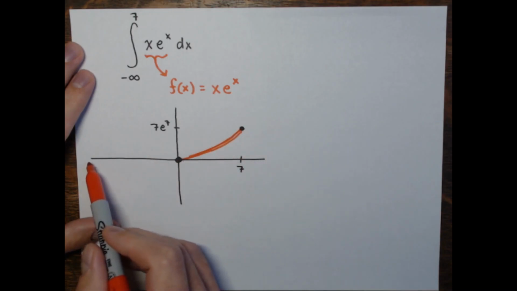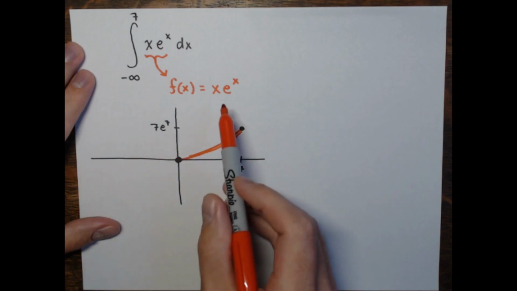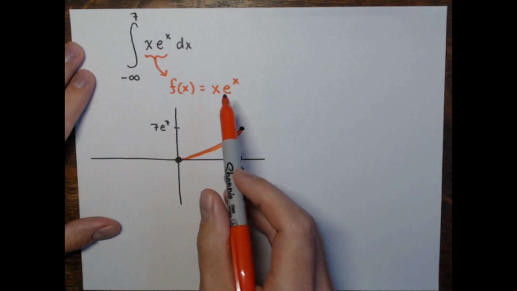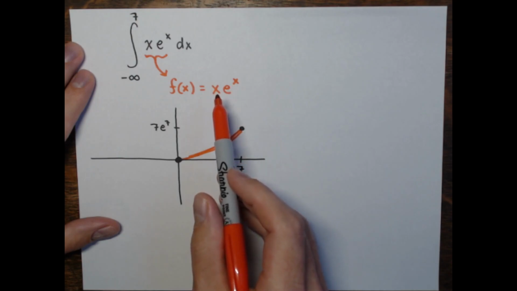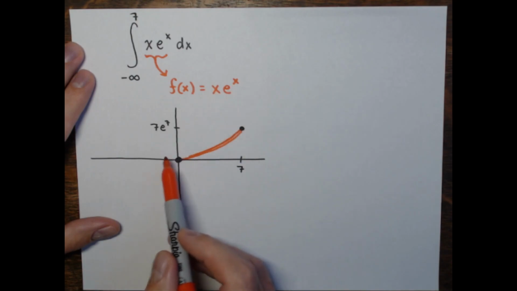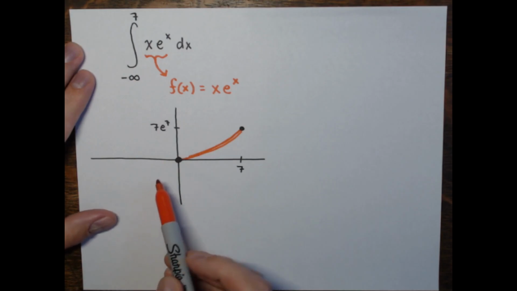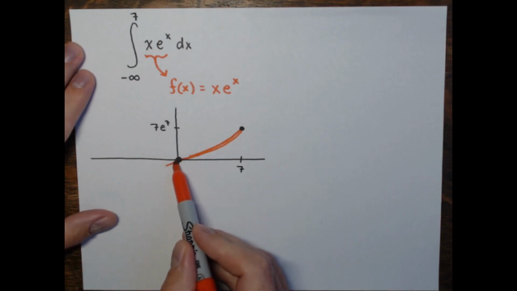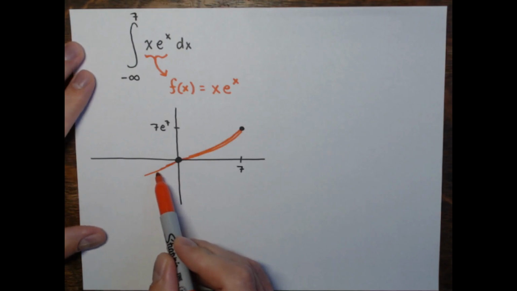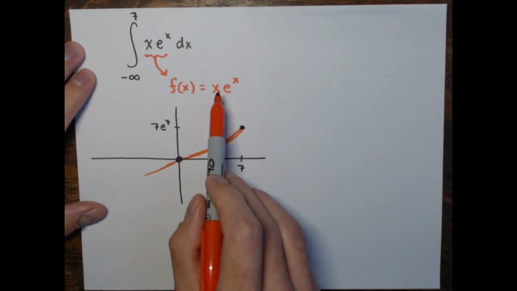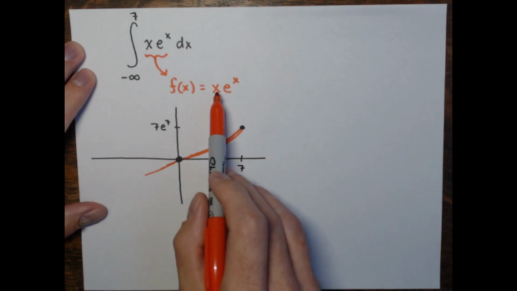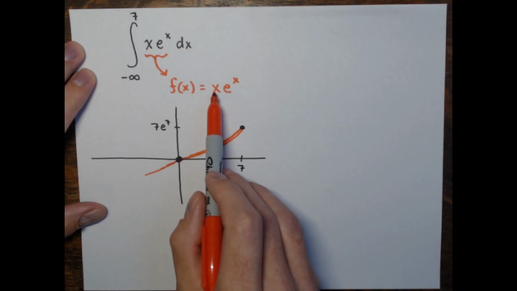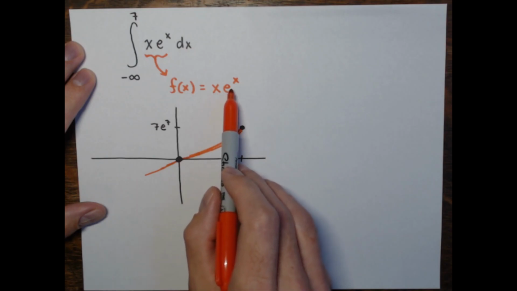And then, for negative values of x, this would have a negative value. You'd have a negative times a positive, right? E to any power would be positive, but it's being multiplied by x, so that makes it negative for negative values of x. And so it would be negative, below the x-axis. But after a while, if x is going to negative infinity, right, you're going to the left forever, this would be negative infinity times 0.